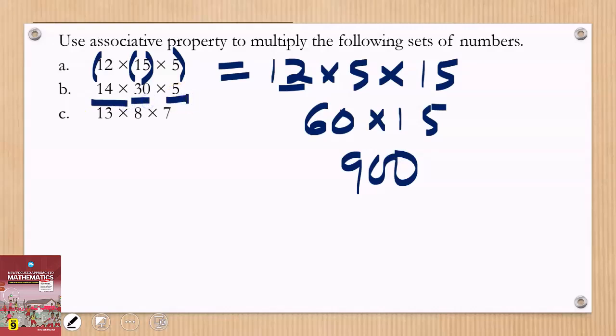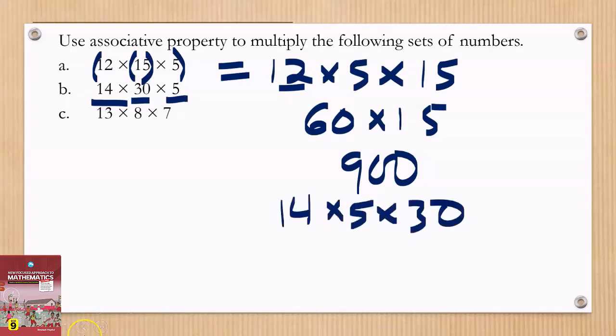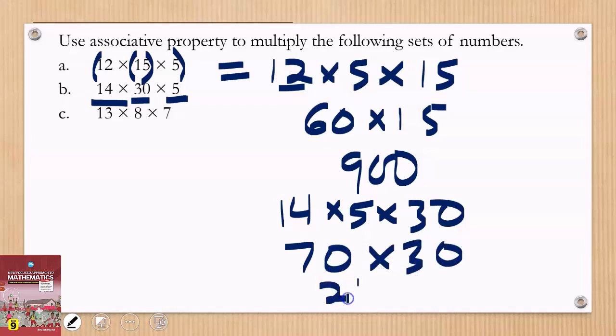Now the same thing we can do for 14, 30, and 5. Do 14 times 5, which will give you 70, and 70 times 30. And 70 times 30 is very easy because 7 times 3 is 21. Then you attach your 0. Okay? So like I said, while this one is giving you 70, this one is giving you 30 as well. So 7 times 3 we know is 21. Then we bring our 2 zeros to give us 2,100.